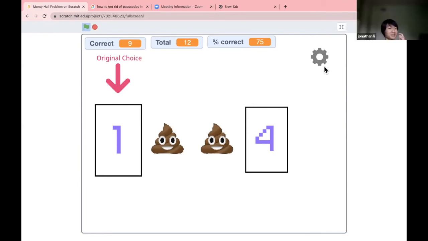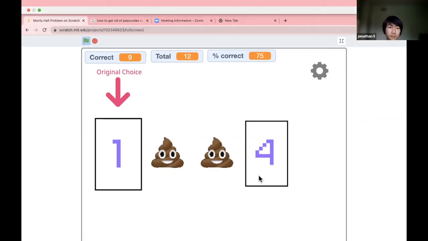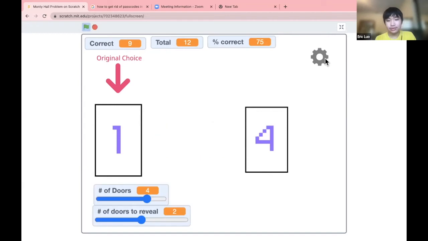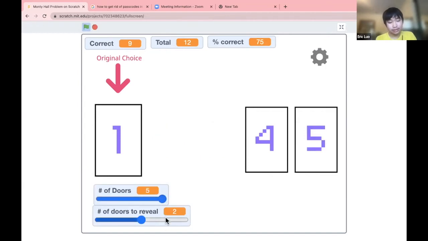Sorry if my explanation is kind of weird. But at the end of the day, it's just saying that the remaining doors that you didn't click on will always have a higher probability of having a banana behind them than the one door that you originally select. So that's why you should always switch. So why don't we move on to 5 doors and reveal 3?